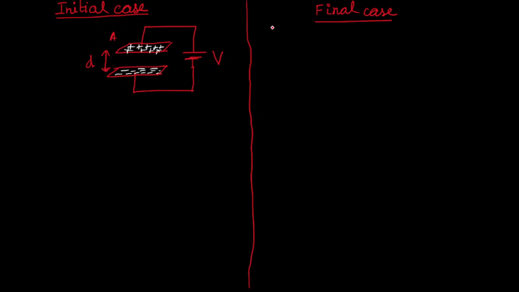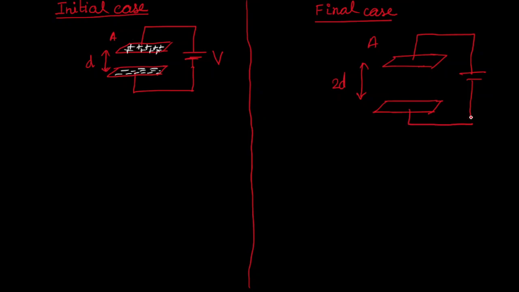And then what has been said in this question is that after fully charging this capacitor, we want to increase the separation D to 2D. So in the final stage, the separation between the two parallel plates has been increased from D to 2D. The cross section remains the same, A, and the capacitor is still connected to the same source. So without disconnecting the capacitor from the source, only the plate separation has been increased from D to 2D. Since the capacitor is connected to the voltage source, there will still be some charge on the capacitor. So these are the two situations.